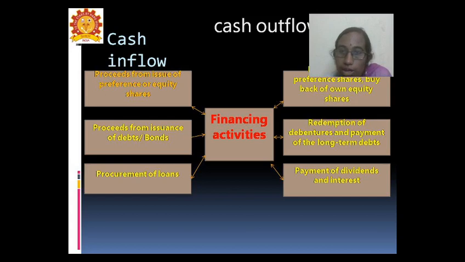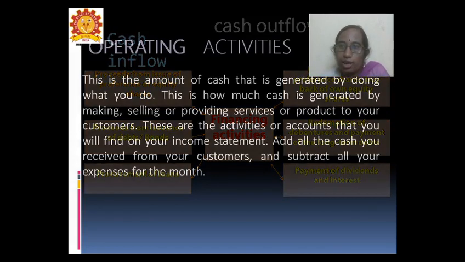So similarly, like the investment activities, they are looking at the financial activities. So procurement of loans, the proceeds from the bonds and the investments, and the other things are being noted down here. The financial activities such as the preference shares, buyback of the shares, redemptions of the debentures, and the payments of the dividends are taken as the financial activities.